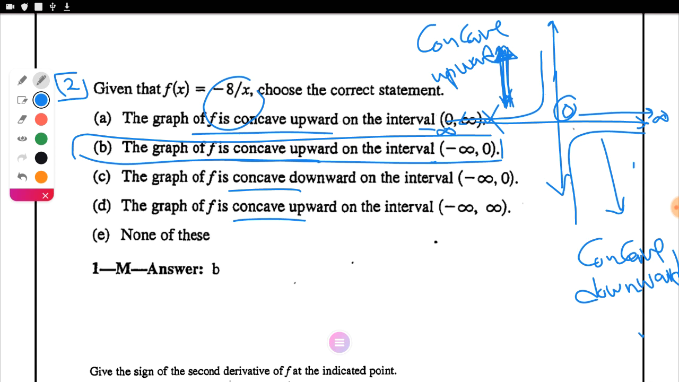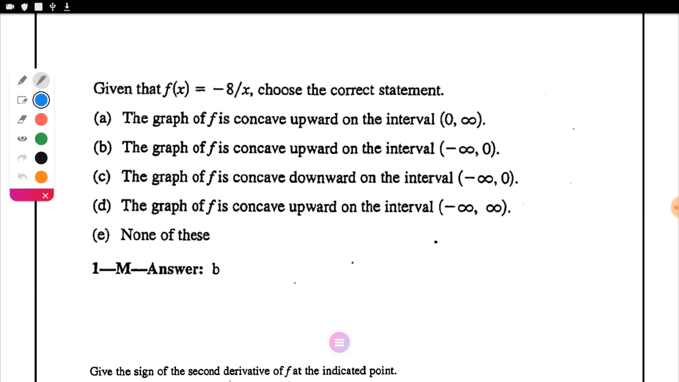I prefer to use this one to save time in the exam. If it is easier for you to use the sketch, it's better to use it. But someone in the session told me, Miss, I don't understand this way because I can't remember the sketch of this function. No problem, I'll show you another way.